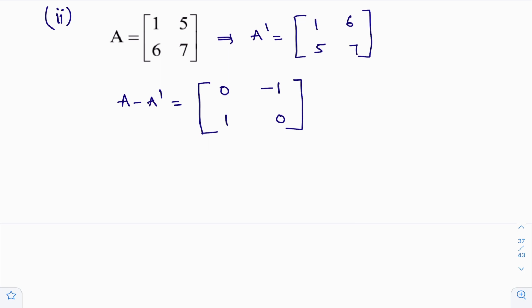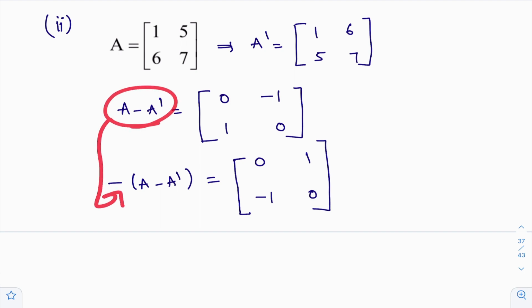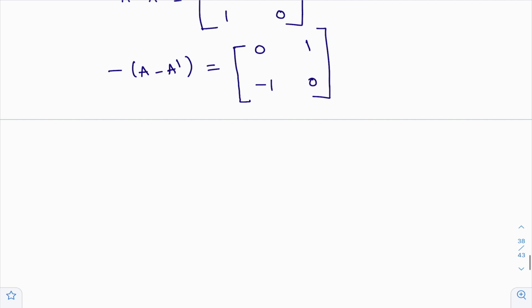Now, I'll calculate minus of A minus A dash also. Minus of A minus A dash means for this matrix, you multiply with minus 1. Every element of this matrix, you multiply with minus 1. What you will get? Minus 1 into 0, 0. Minus 1 into minus 1, 1. Minus 1, 0. I'm just writing the negative of this. For this matrix, minus 1 into this. It can be understood, right? Now, for this matrix, I'll calculate its transpose. A minus A dash, I'll take it as 1.